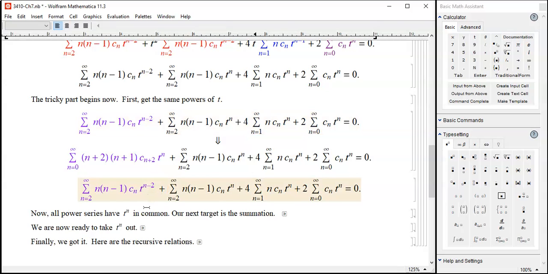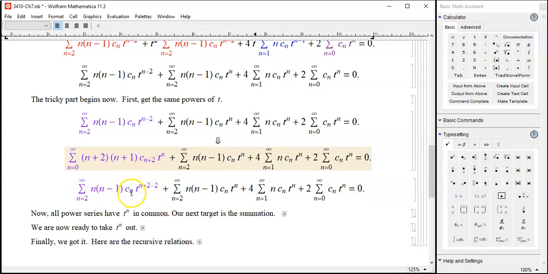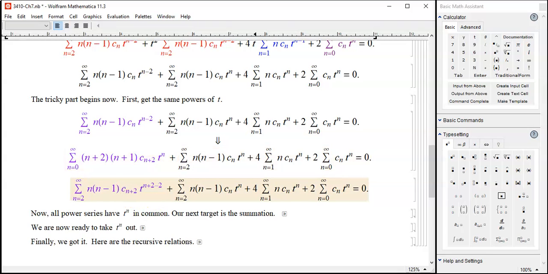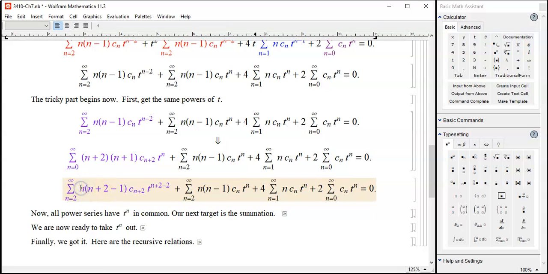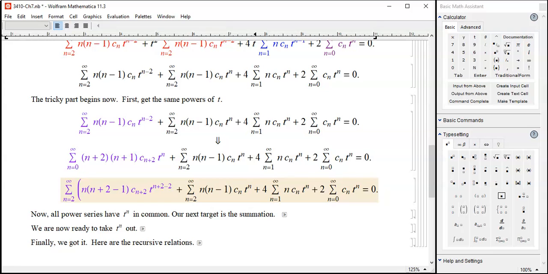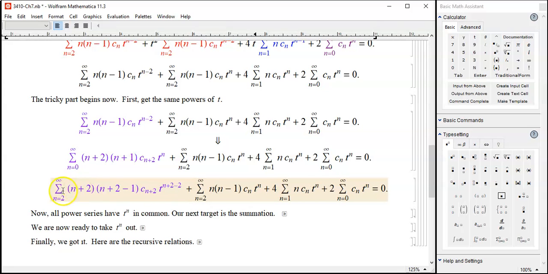And then let's replace n by n plus 2 so that you get nth power in the end. So this should be n plus 2. That 2 should be n plus 2. And this one should be n plus 2 as well. And finally, that 2 is n plus 2.